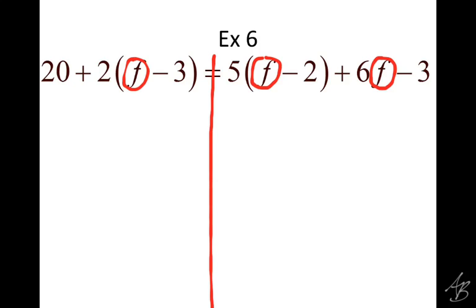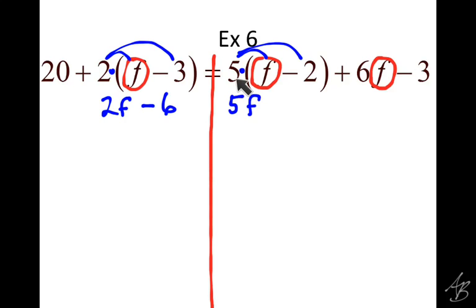After we circle variables and draw the line, next thing we're going to do is distribute. So Thomas, what is 2 times f? 2f, and what is 2 times negative 3? Negative 6, okay, good. And then over on the other side, we can distribute over here too. What's 5 times f? 5f, and 5 times negative 2? Remember, this is a positive 5 times a negative 2. So we get 10, but positive times a negative is negative. So that's going to be a negative 10.